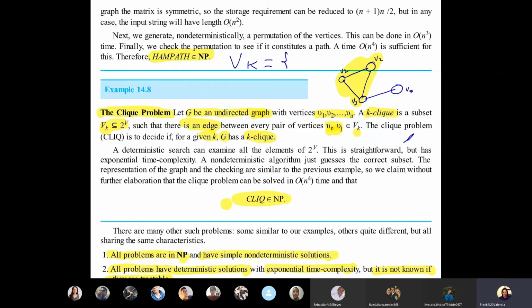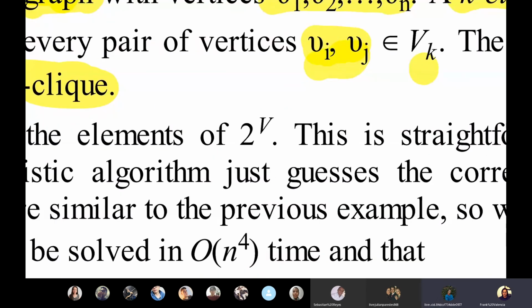It's not as bad as the Hamiltonian path, but still 2 to the n is exponential size. So that will give you an algorithm that is 2 to the n, and then checking that subset. What would be the typical cost of checking if the subset is completely connected? N squared, because for each vertex I have to check all the others. Exactly. So you will get an algorithm that is 2 to the n times n squared.